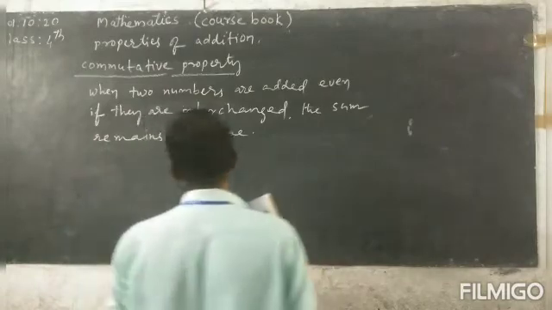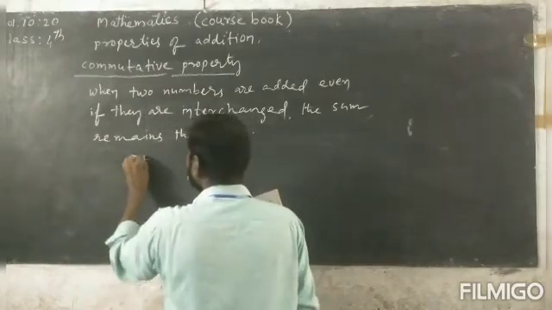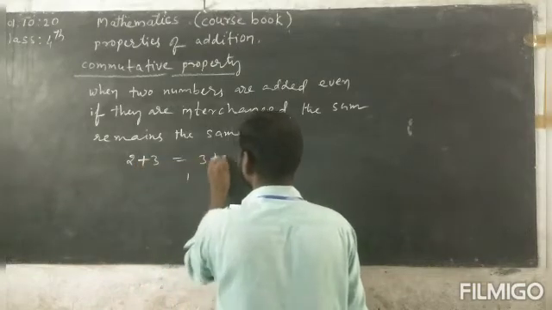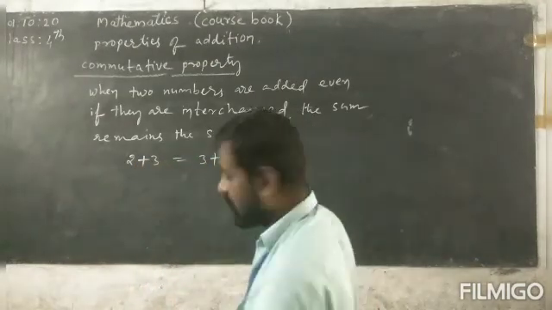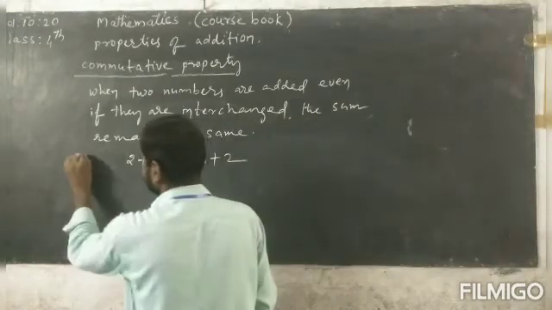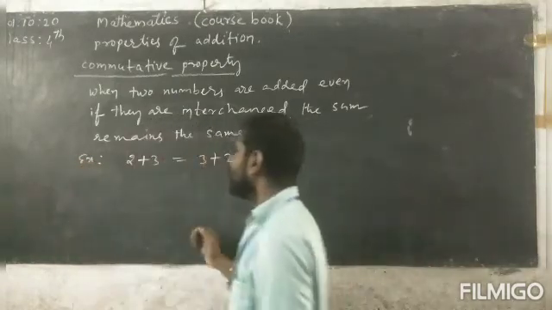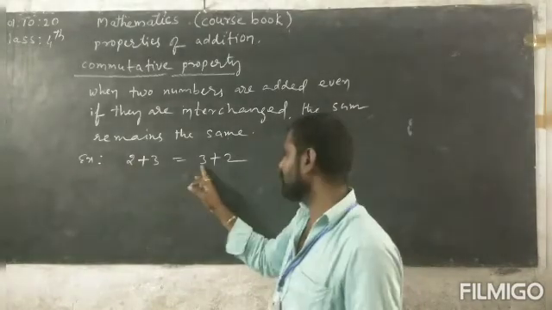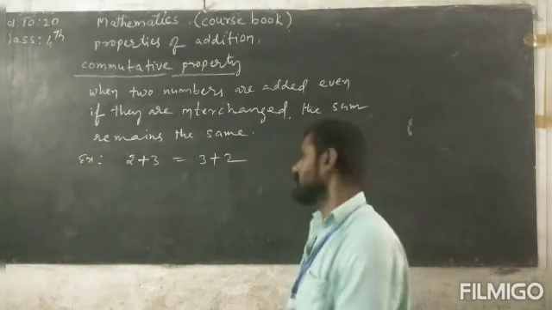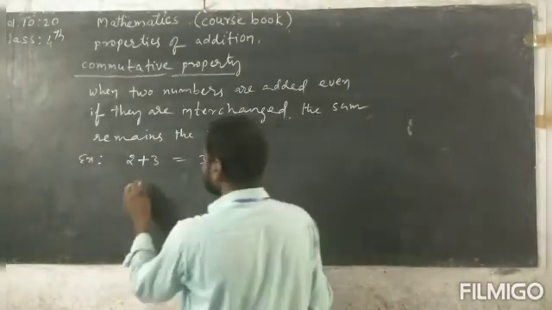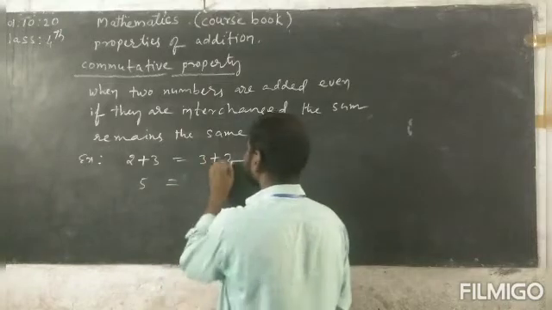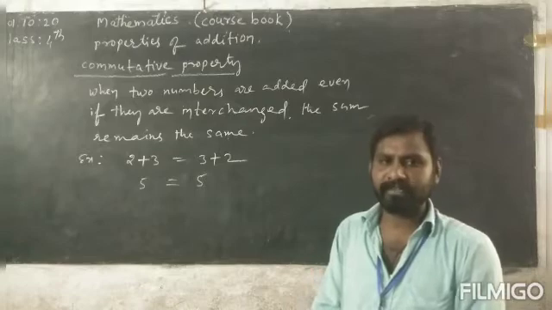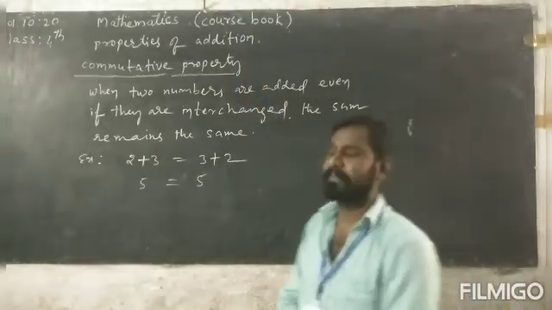See here, now I am taking 2 plus 3 is equals to 3 plus 2. Let us see, listen carefully. Two numbers, 2 plus 3, one order, and 3 plus 2 next order. Interchange. Then 2 plus 3, you get 5. 3 plus 2, you get 5. LHS is equals to RHS. Did you understand? This is called as commutative property.